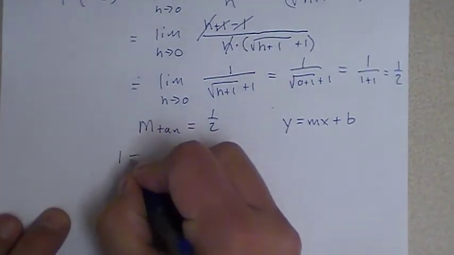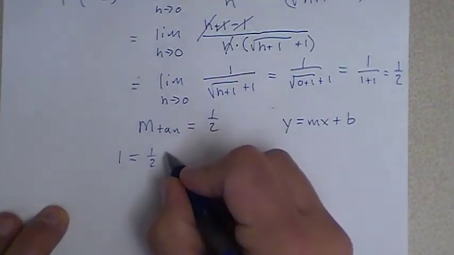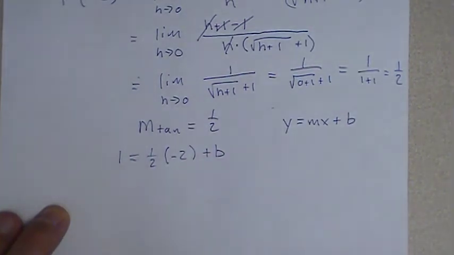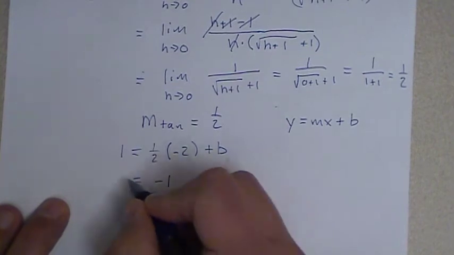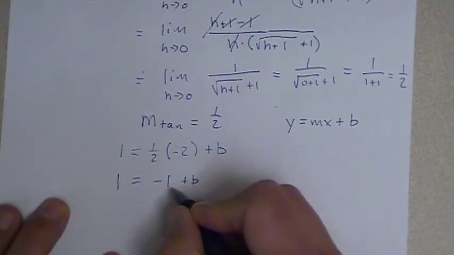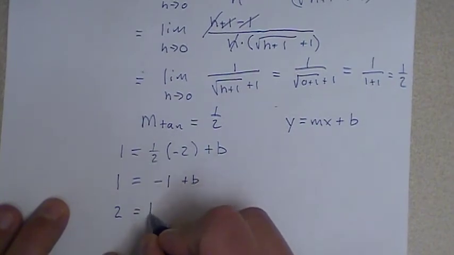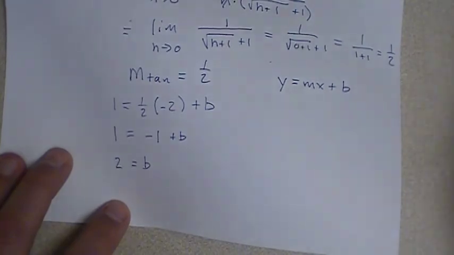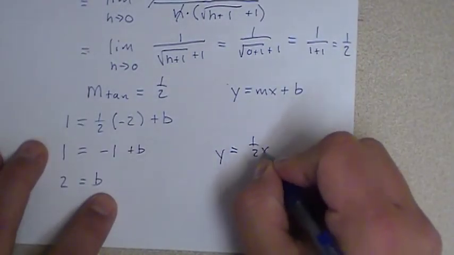I'm going to put the 1 in place of y. I'm going to put my m, the slope of my tangent line, in place of m. I'm going to put -2 in place of x, and I'm just going to take a minute to solve this for b. And if I multiply these together, I'm looking at -1. And if I add 1 to that side, I'm looking at 2. And so the equation of my tangent line in slope-intercept form would look like this: y equals 1/2 x plus 2.